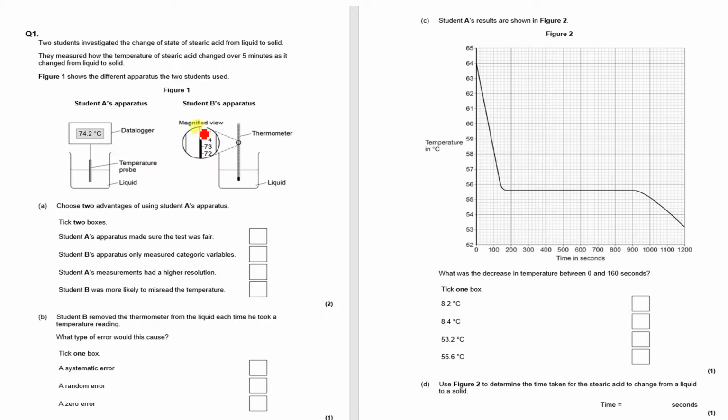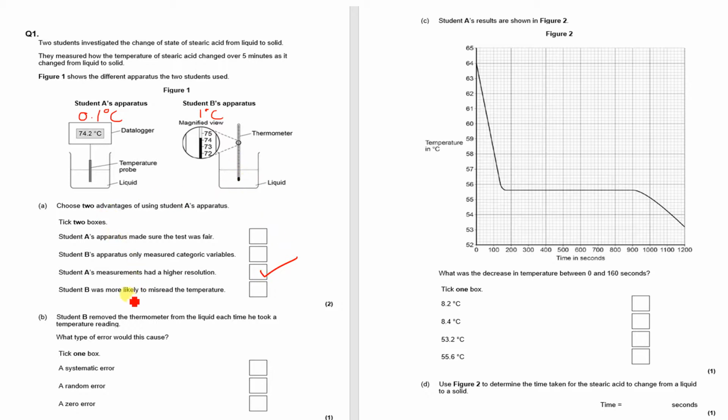Now you can clearly see the numbers on here only go in whole numbers or integers, whereas here we have them to decimal places. So because of that, it means there is a higher resolution. Now resolution is the scale of the instrument. So the resolution here is 0.1 and the resolution here is 1. Now that would be 0.1 degrees C and that would be 1 degree C. So this has clearly got a higher resolution, so we're going to tick that box.